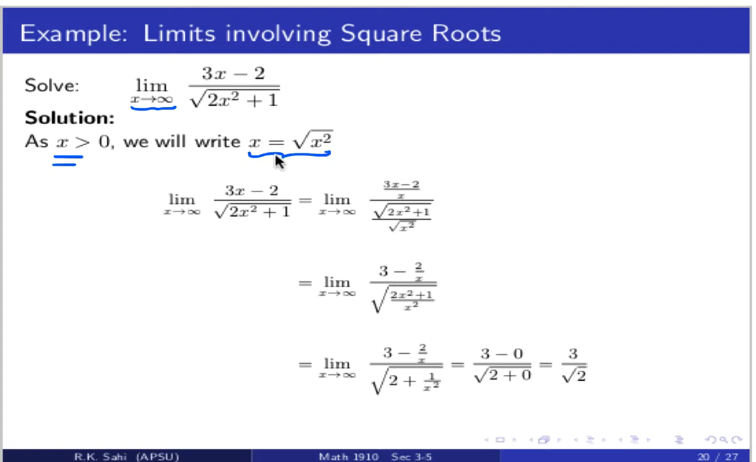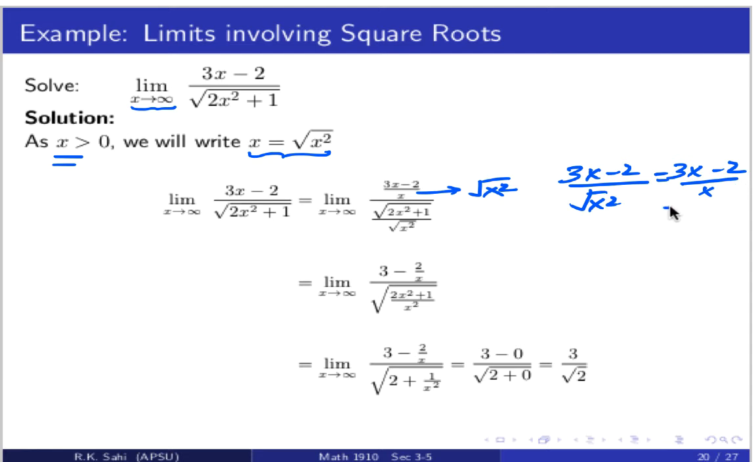Okay, so let's solve this problem. Limit as x tends to infinity of 3x minus 2 over the square root of 2x squared plus 1. In the numerator, we are going to divide by the square root of x squared, which is x, and in the denominator, we're going to keep the square root of x squared because here we have square roots. On the top, there's a linear function, so you write it with no square root: 3x minus 2 over x.